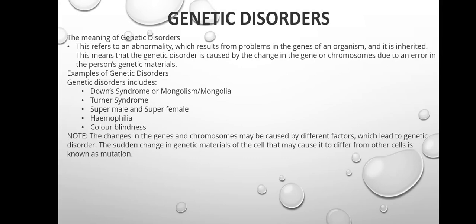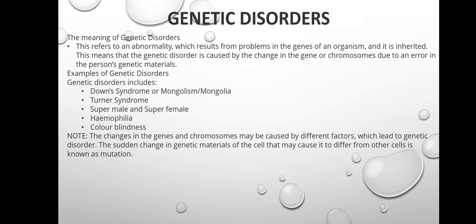These genetic disorders, let's first see their meaning. Genetic disorders refers to the abnormality which results from problems in the genes of an organism. We've already seen what genes are. Now, the abnormalities in these genes are what result in genetic disorders, and they can be inherited.